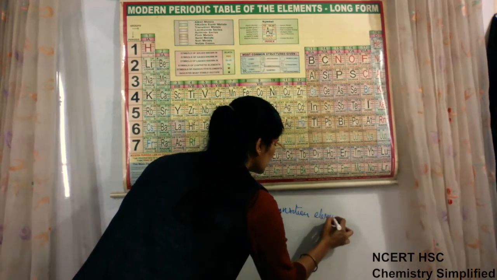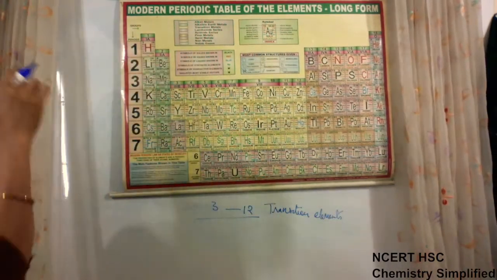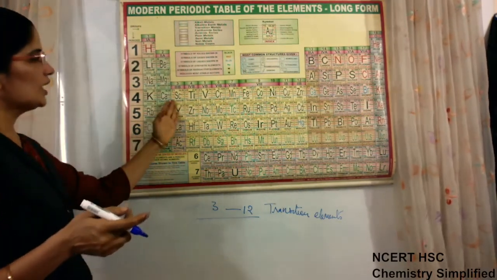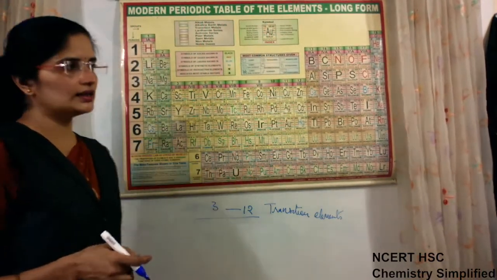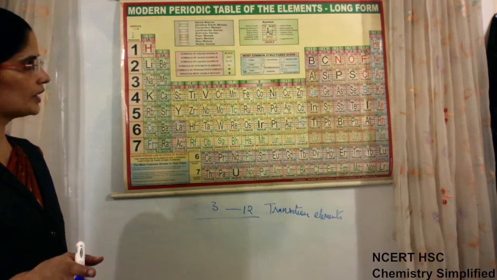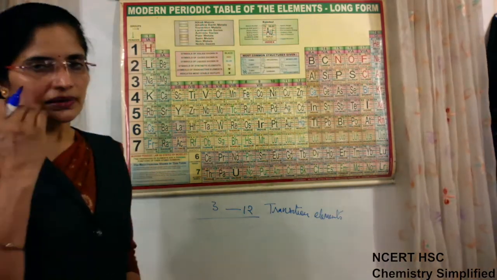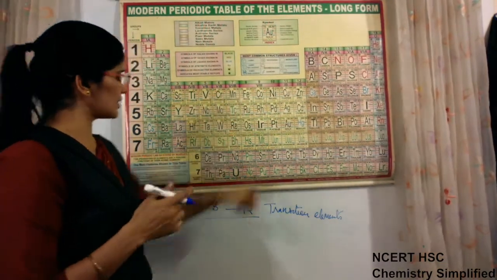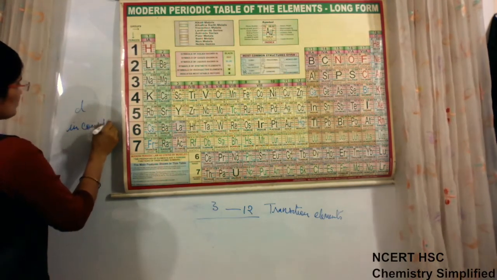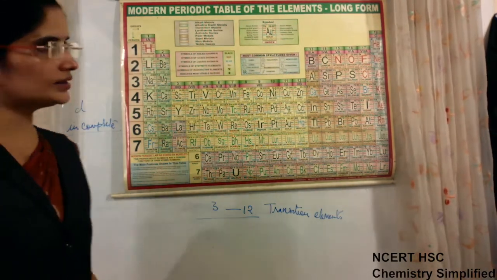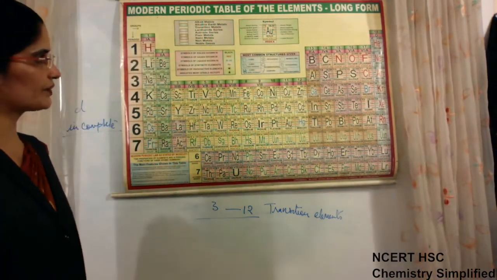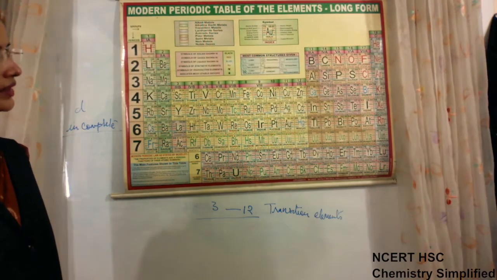The name for these elements is transition elements. These are called transition elements because these all have their d subshell incompletely filled, not completely, either in the normal state or in any of the oxidation states. Then they will be known as transition elements.